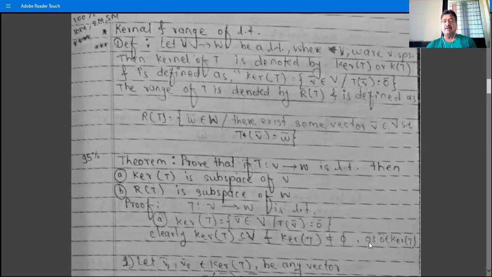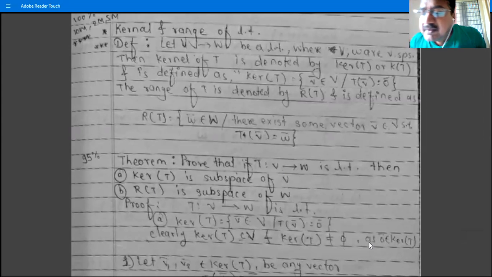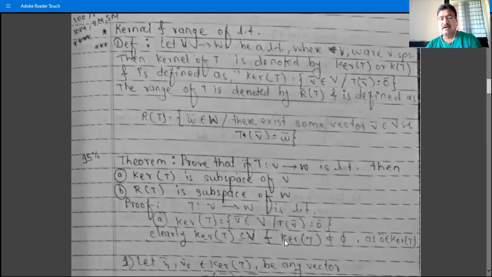At least one element belongs to kernel of T, and therefore kernel of T is not empty, is not equal to phi. So these are the two basic conditions of the subspaces. Then what is the definition of kernel of T?